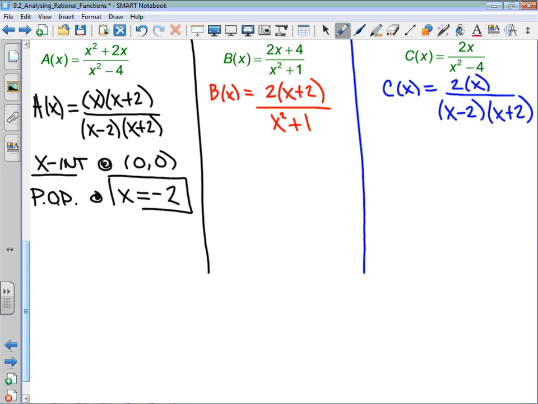Remember, it's whatever makes the factor equal to 0, which is your point of discontinuity or your vertical asymptote. And then speaking of vertical asymptotes, this graph does have one. The vertical asymptote for this is x equals +2 because x minus 2 is only in the denominator. All right, now before we match the graph, I'm going to do b of x and c of x as well.